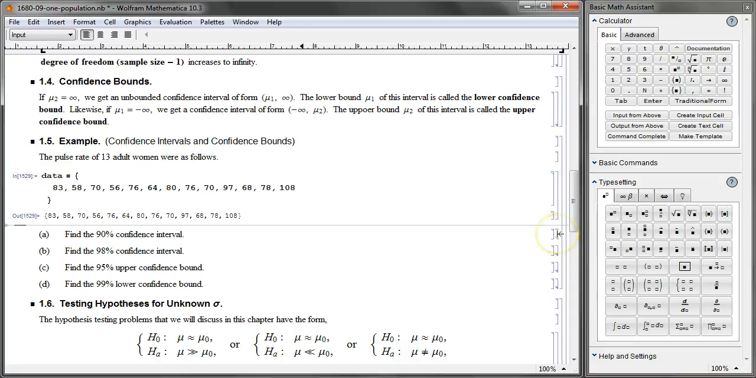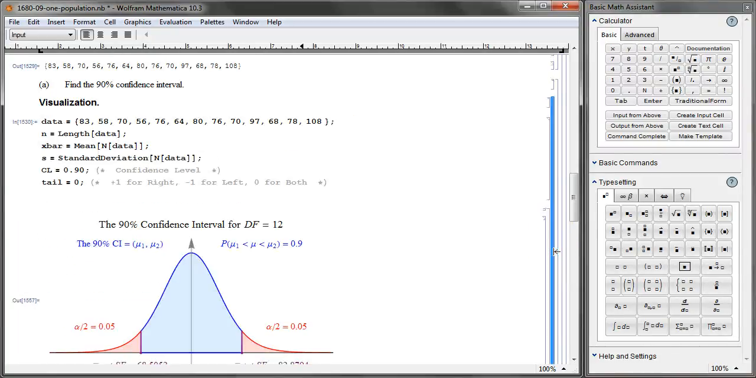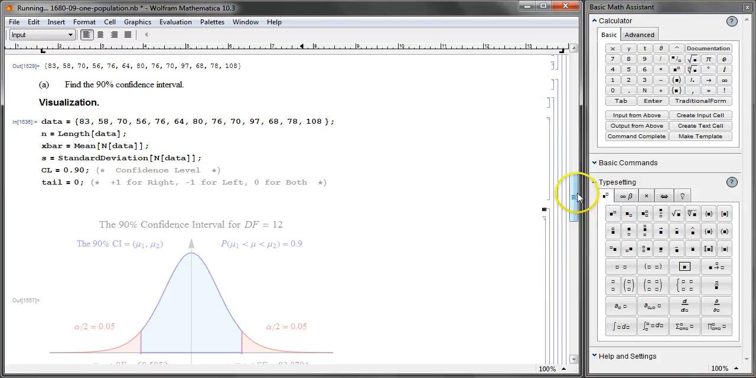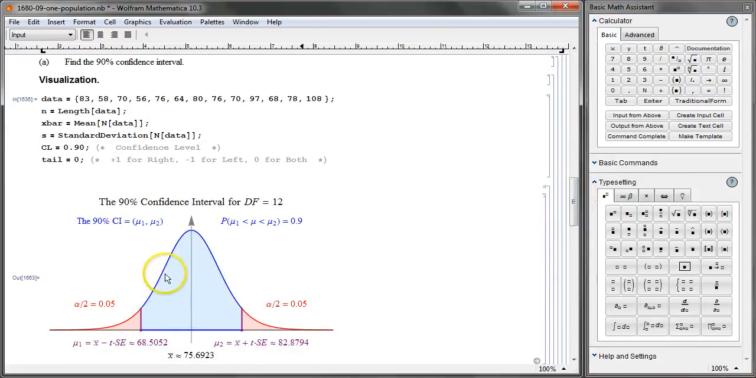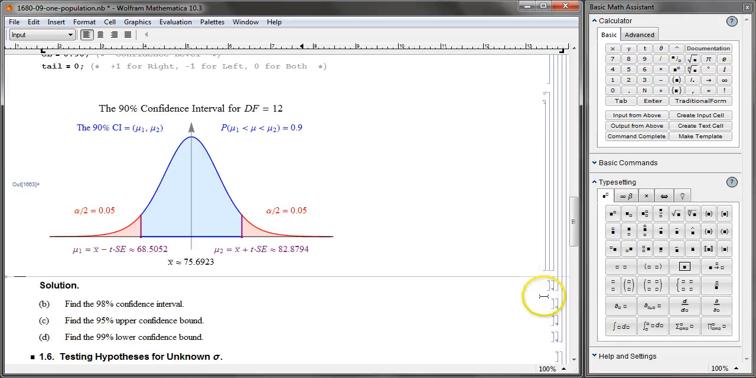Okay, let's find out the 90% confidence interval and then the 98% confidence interval. How do we do that? The very first thing you'll have to do is draw a picture. And here we go, here's the picture. We have 90% in the middle and consequently 5% to the left and 5% to the right. And we have all the answers here, but don't pay too much attention to these.